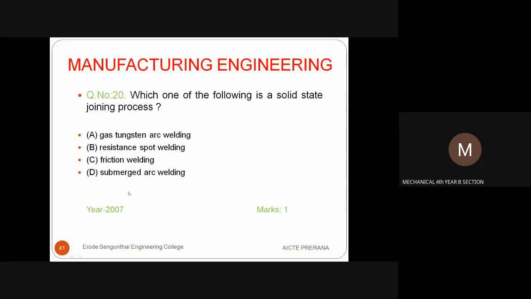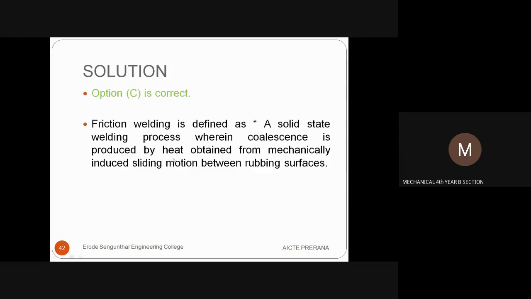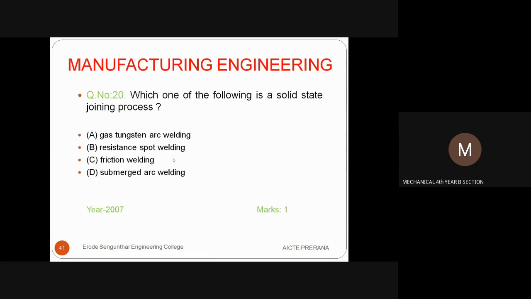Submerged arc welding also uses a consumable electrode, and it's not a type of solid state welding. So the only answer is friction welding, where we won't be using any type of electrode, whether consumable or non-consumable, bare or flux coated. We will not be using any electrode only in the case of friction welding, and that is called solid state welding. Solid state joining is the method by which metals are joined without the use of an electrode.